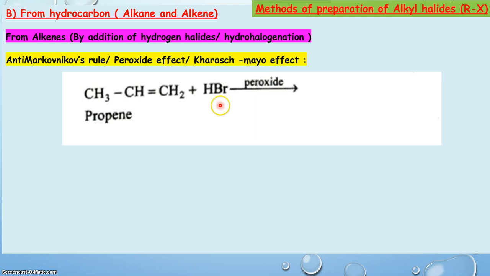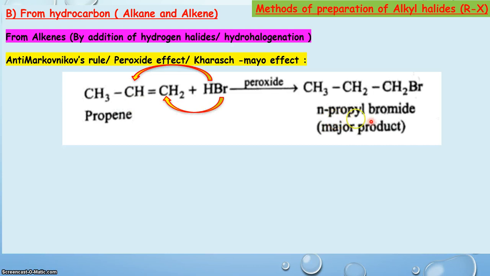So here, in this process, addition of HBr takes place exactly opposite to that of the Markovnikov rule. So in this, the Br minus ion will be attached to the doubly bonded carbon atom which carries more hydrogen atoms, while the hydrogen of HBr is bonded to the carbon atom that carries fewer hydrogen atoms. So here is the product, that is n-propyl bromide or 1-bromopropane. This is the primary alkyl halide.